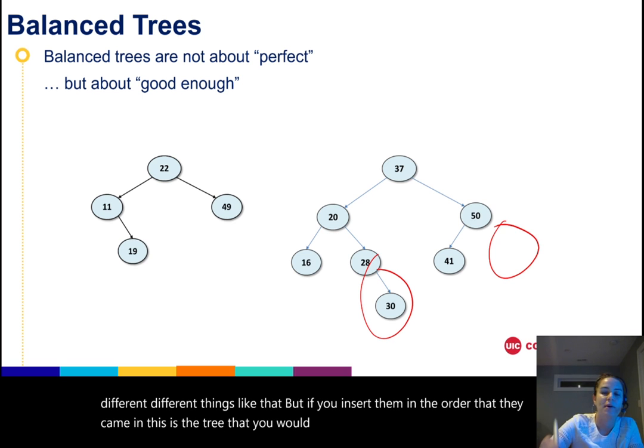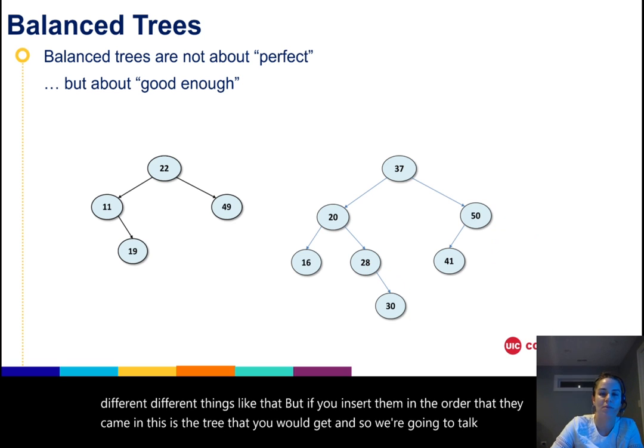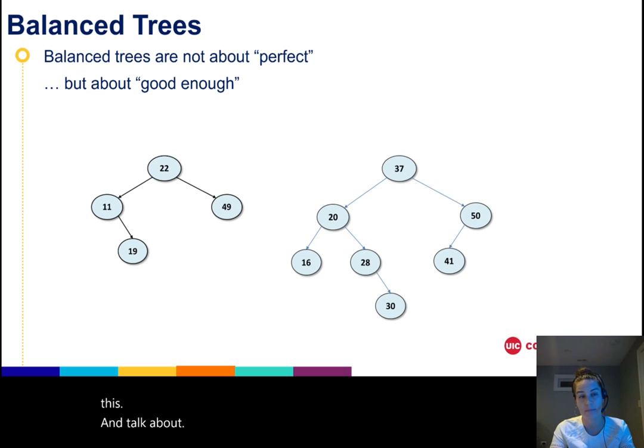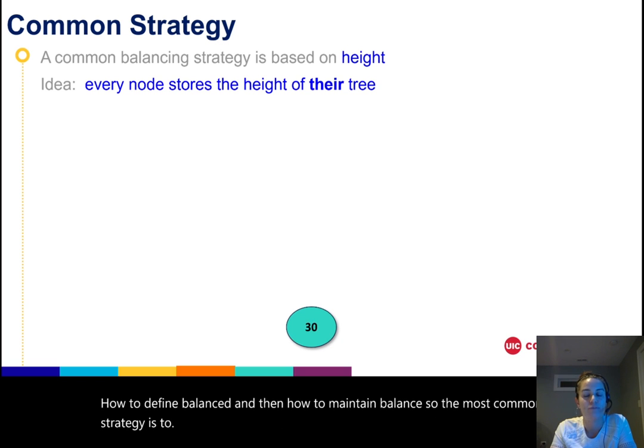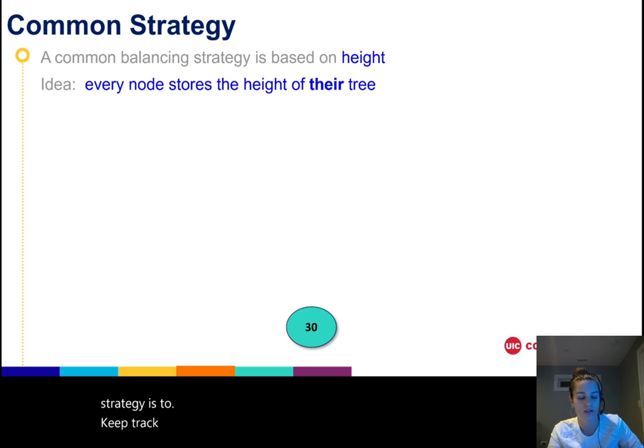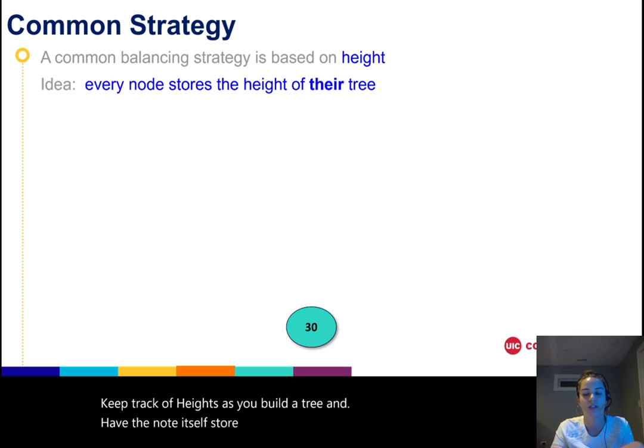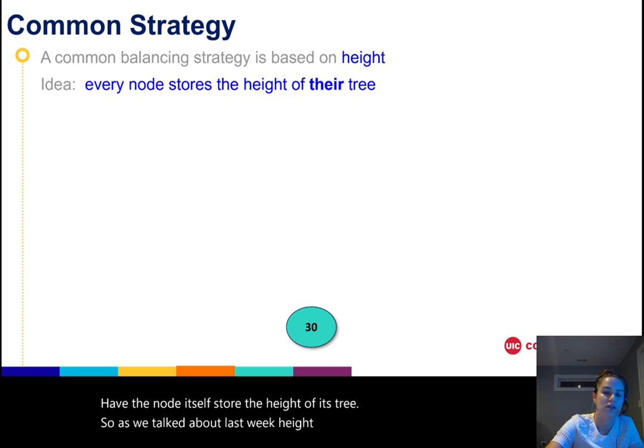And so we're going to talk about how to define balanced and then how to maintain balance. So the most common strategy is to keep track of heights as you build a tree, and have the node itself store the height of its tree. As we talked about last week, the height of a single node is 0.